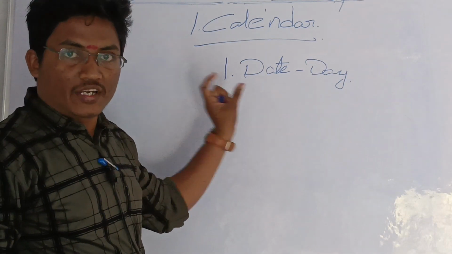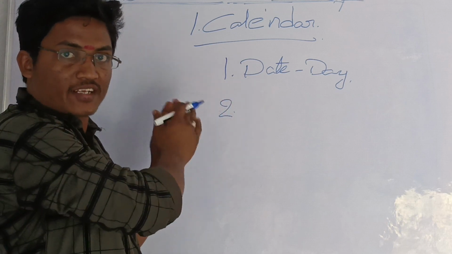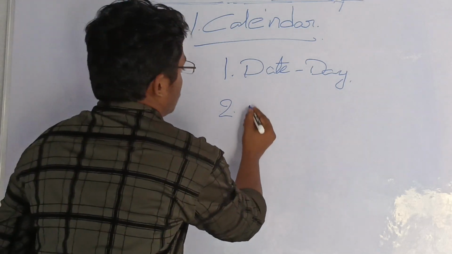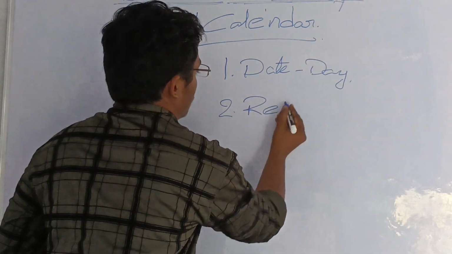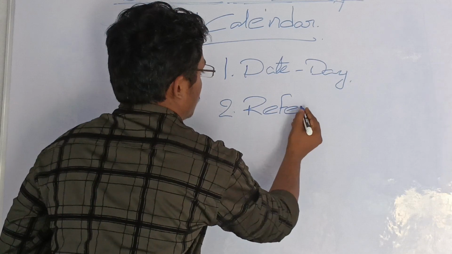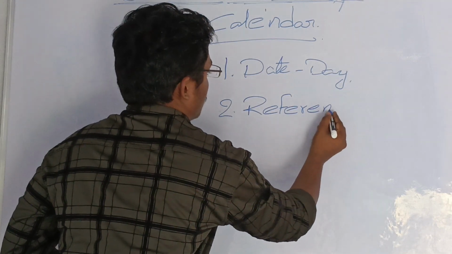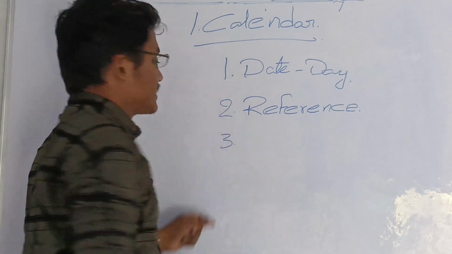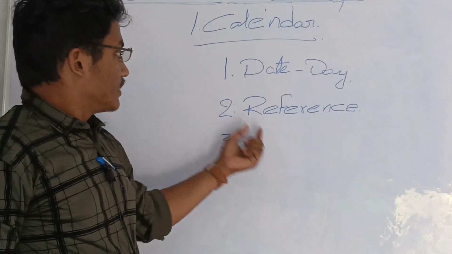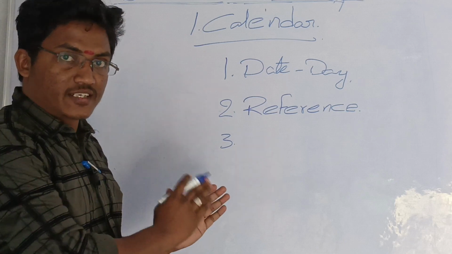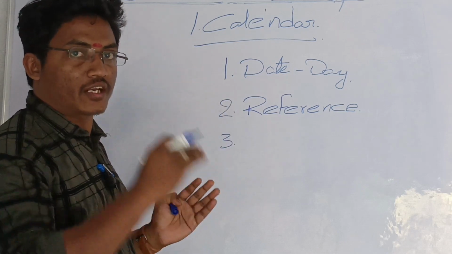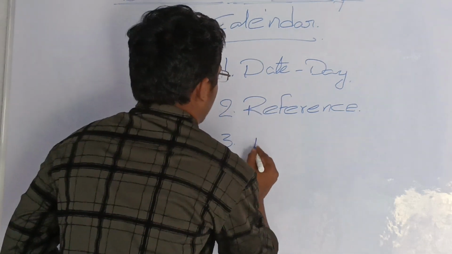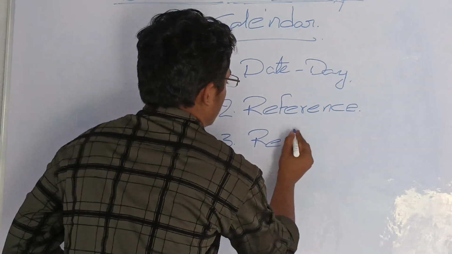Second type, they will give one date, and taking that as reference, we need to find out another day. In this, they will give one date as reference and from this day, n number of days. After n number of days we have to find out the weekday of that particular date. Reference plus n number of days.